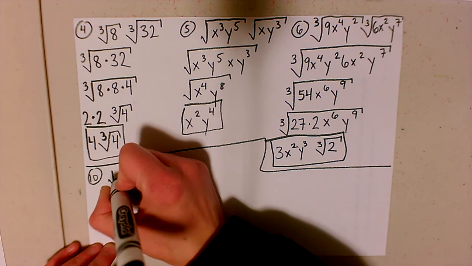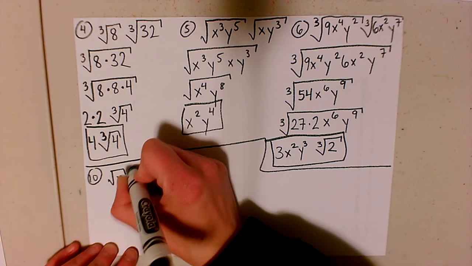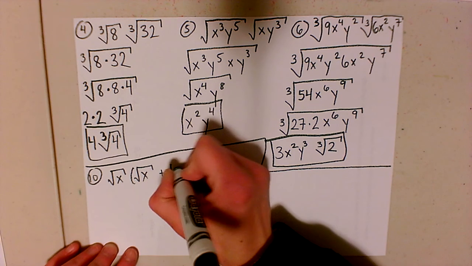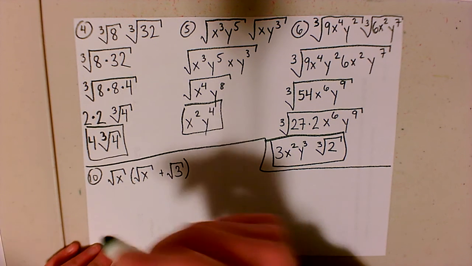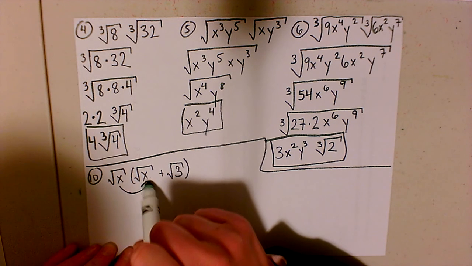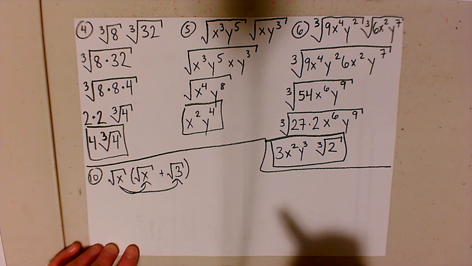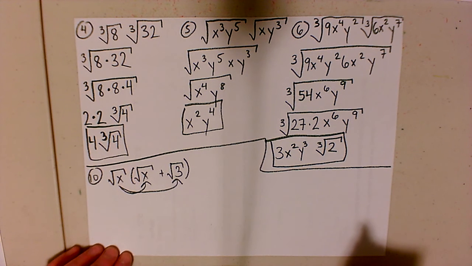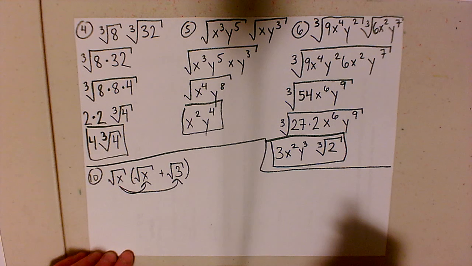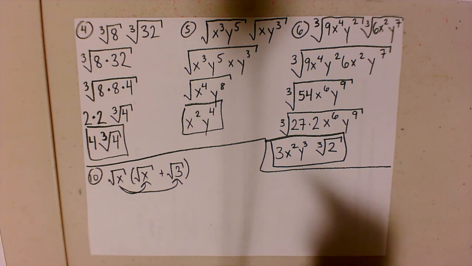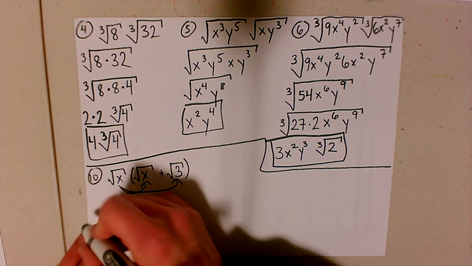So for number 10, I have root x times root x plus root 3. So in this problem, we're taking the root x on the outside and distributing it across what we have on the inside. So I'm just going to write everything out so you can see, and then I'll go ahead and simplify it. A lot of this stuff you might already be able to do in your head, but for now, I'll just write everything out.